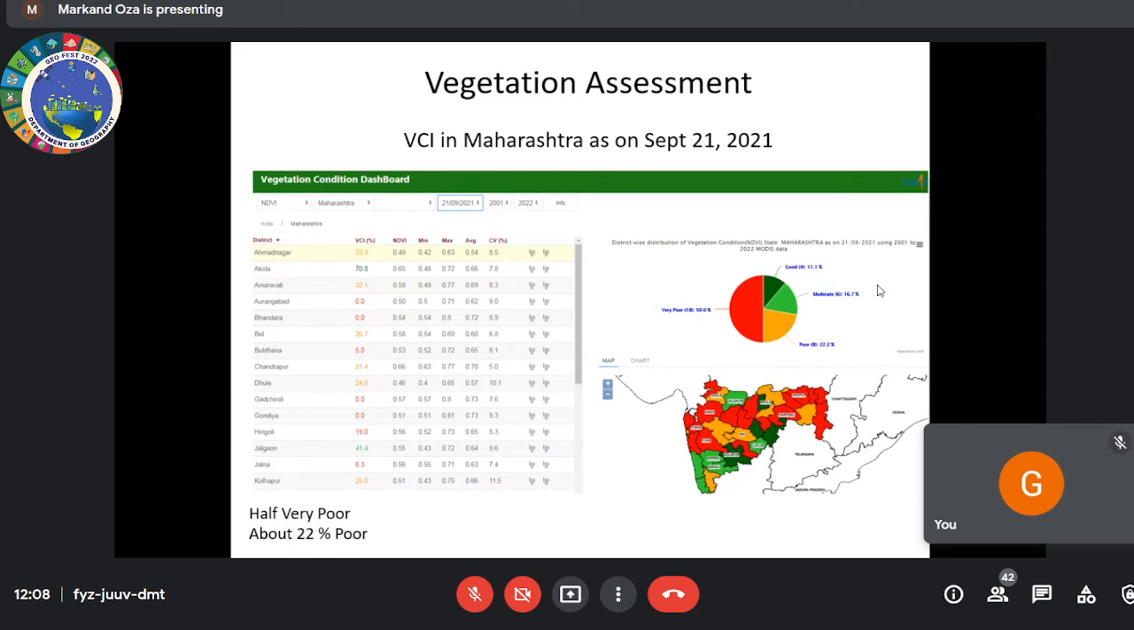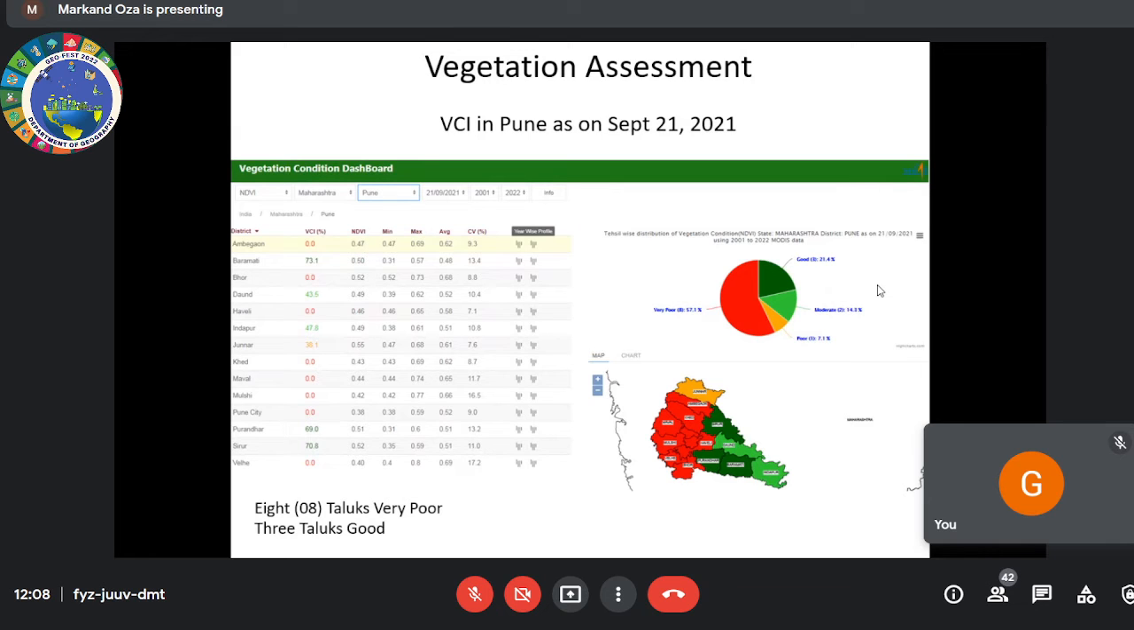Okay. Now, if I select a district, after state I choose Pune, same date, then what I get is that 8 out of maybe 20 or odd taluks had very poor condition, and one or two, three taluks had a reasonably good vegetation condition. So similarly, this dashboard will help you to know the tabular status as well as the spatial status.